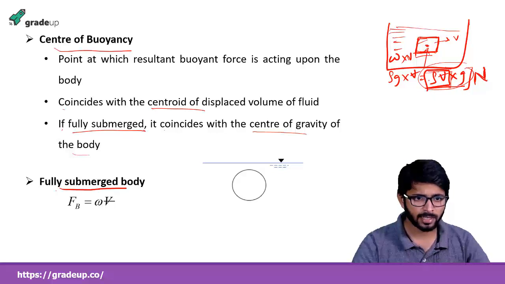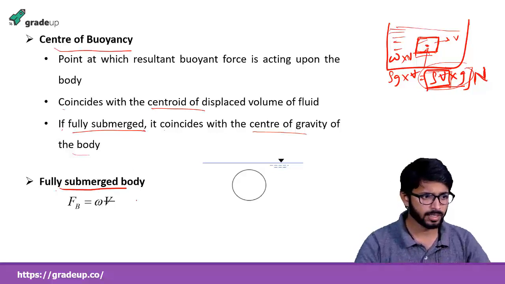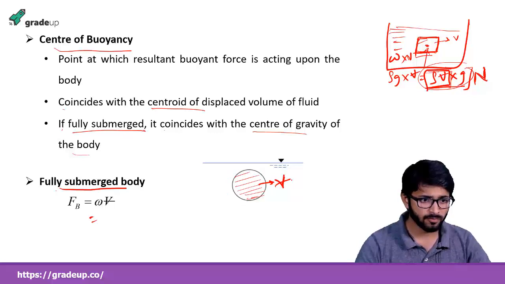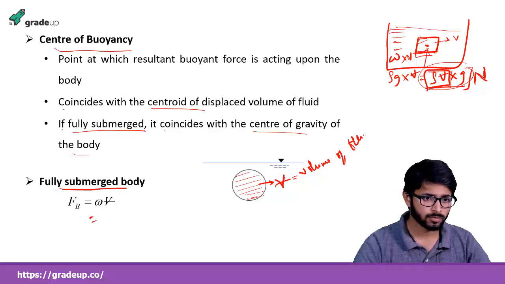The weight which is acting upward is rho V into g. Here V is the volume of fluid displaced by this body.